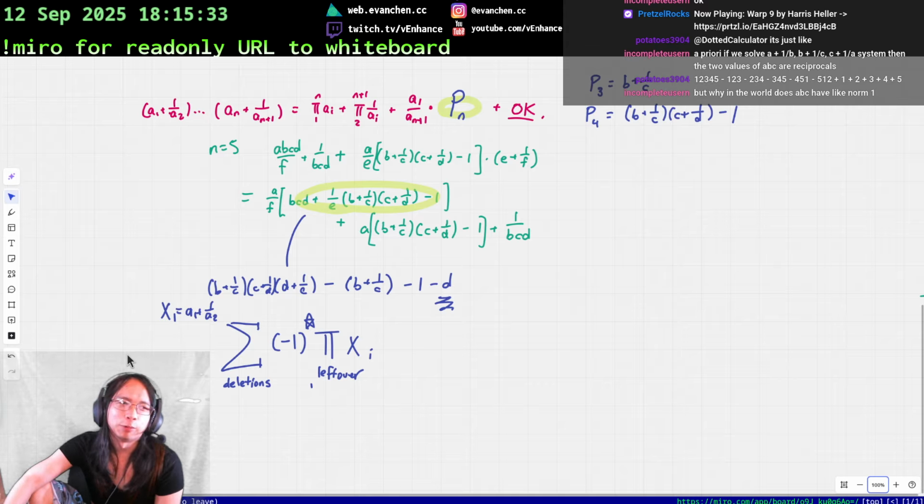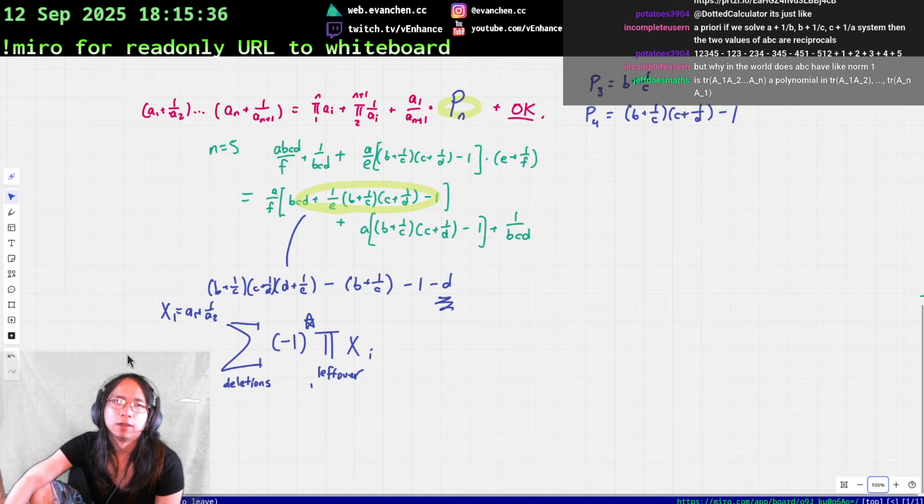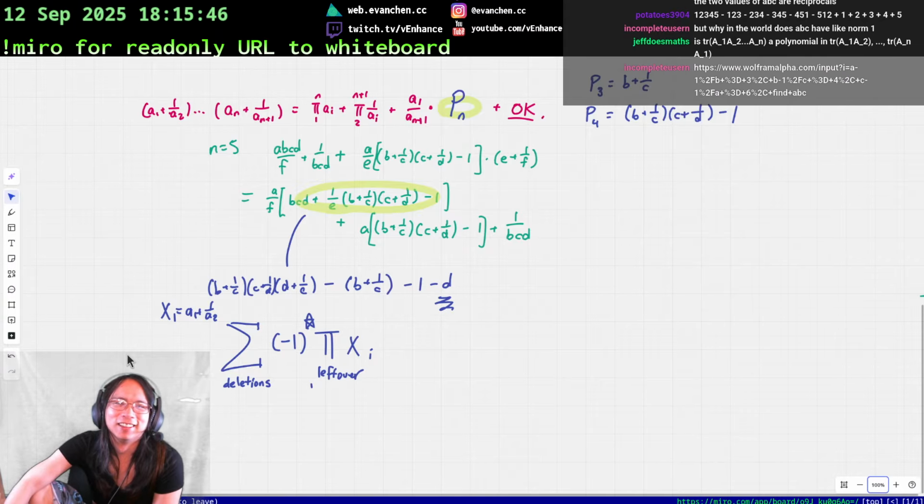Yeah, it's like that mob problem I have in SimPoly where is trace a1 through an a polynomial in trace 2? Desperation increases. Why are there minus signs?